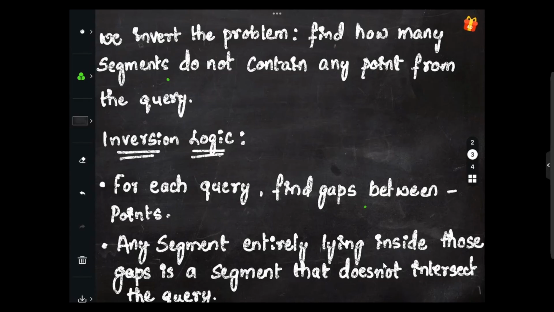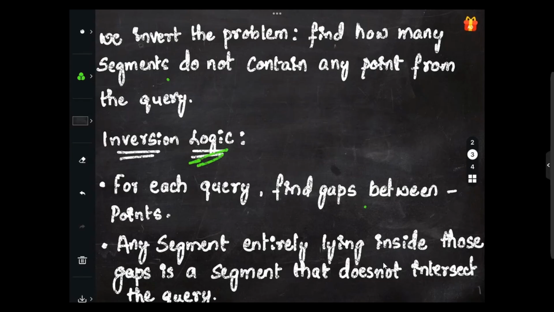So when I say we invert the problem, we will find how many segments do not contain any point from the query, instead of finding how many segments contain any number of points from the query, right? So instead we'll invert the problem, and let's find how many segments do not contain any point from the query. So this is the inversion logic we'll be going with.